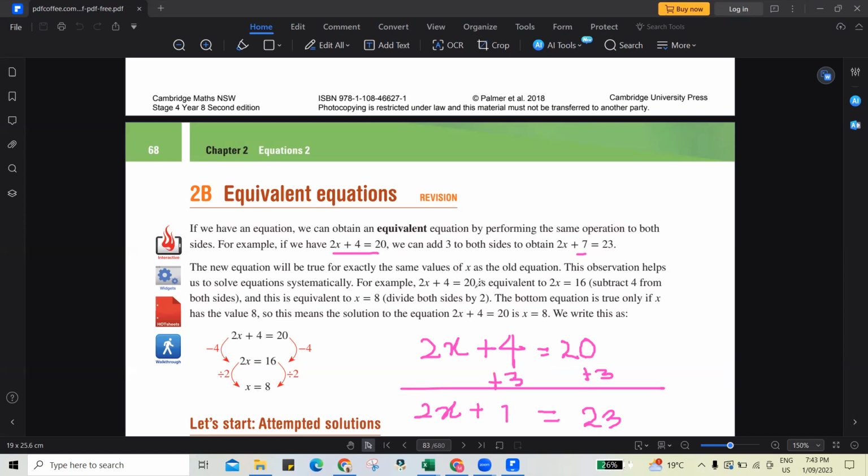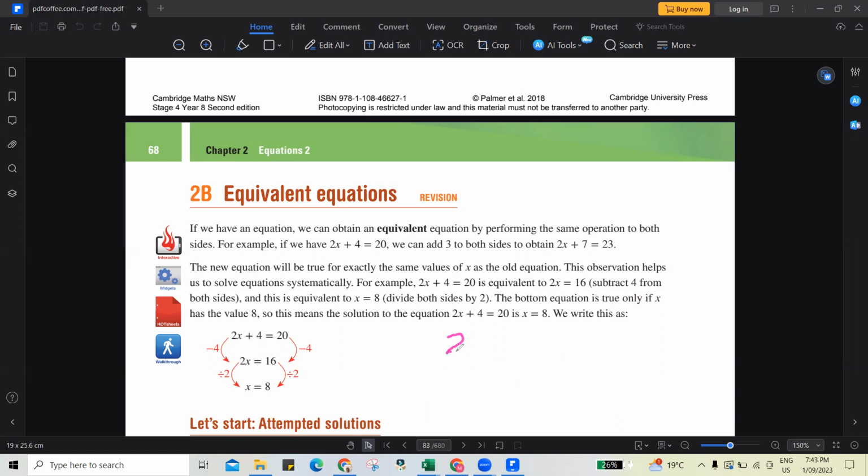Now what we are doing is the other operation. We are going to take away 4. As I add, I will take away 4. We put an arrow like this, on both sides. Take 4 from this side, take 4 from this side. 2x plus 4, take away 4. This 4 will be cancelled. Only 2x is left. Here 20 minus 4 is 16.